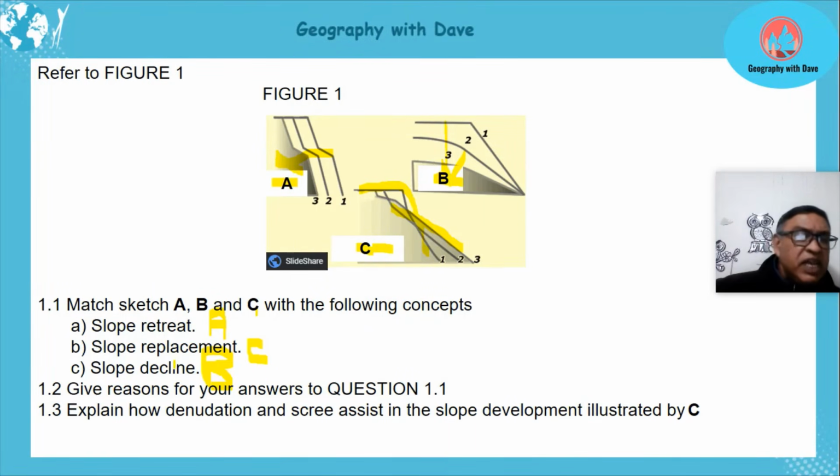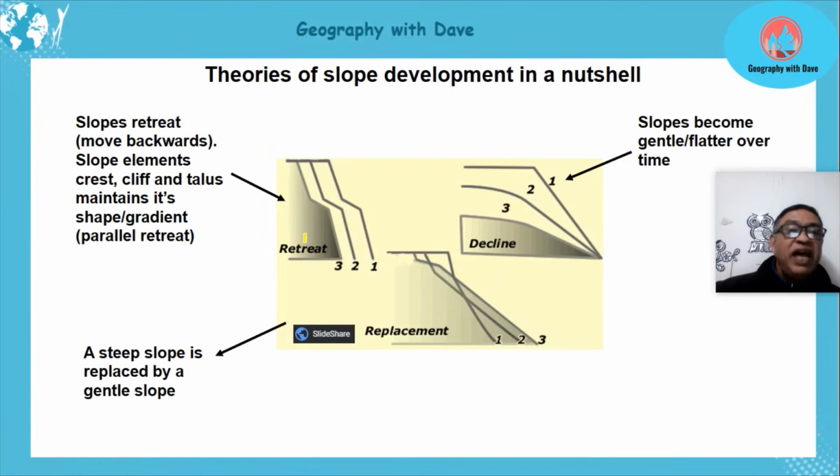It's not new information. If I go back to my slide, I know retreat when it moves backwards. You understand? And the slopes, can you see they're moving backwards? They retreat, but they maintain their shape and angle. So that is why it's retreating. Why would this one be replacement? Because you find a steep slope is being replaced by a gentle slope. Why is this known as decline? The slopes become gentle and flatter over time. That's your differences, learners, straight from the articles that you studied. But questions get just turned around.